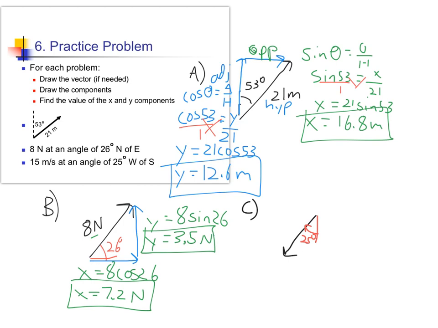I can go ahead and draw my vector components from there. I have one south component and one west component. Okay, and this hypotenuse here is 15 meters per second. So I can now solve for those two components.